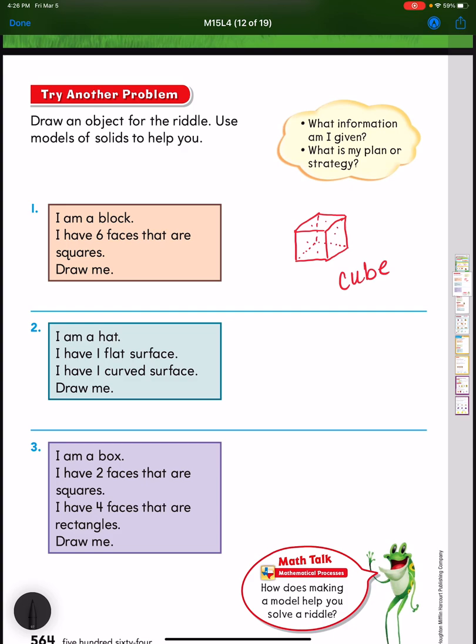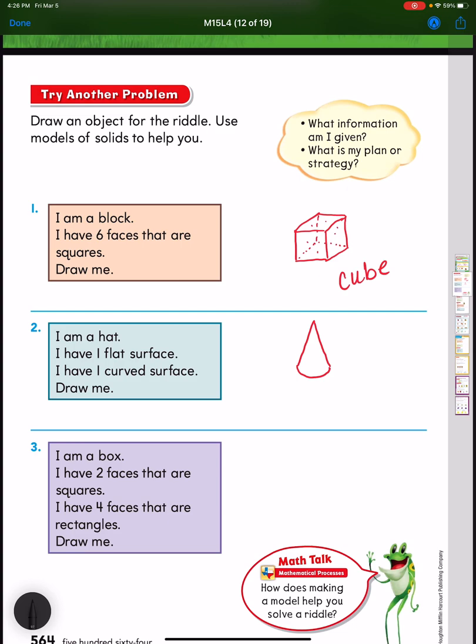Number 2. Remember, pause my video if you need extra time drawing your shape. I am a hat. I have a flat surface. I have a curved surface. Draw me. So let's see. What's a shape that has 1 flat surface and 1 curved surface? If you said a cone, that would be correct. And that's also the shape of a party hat, a cone.